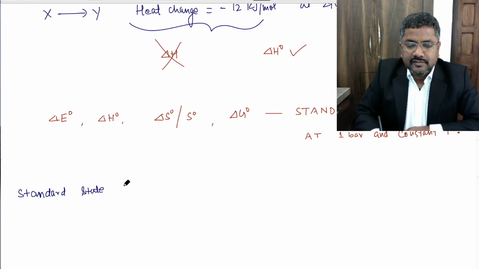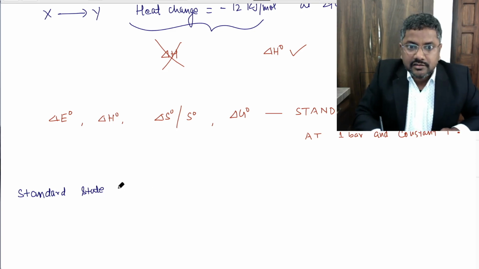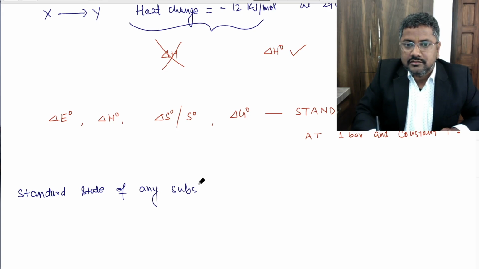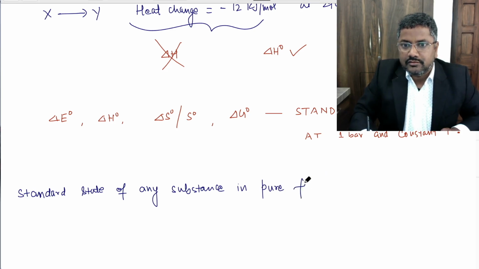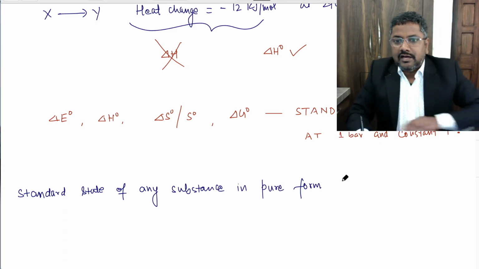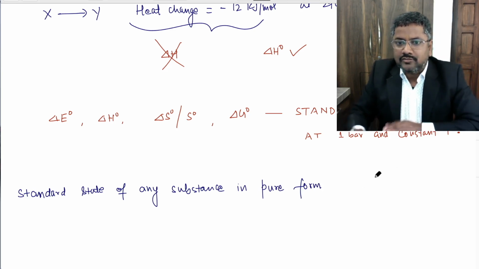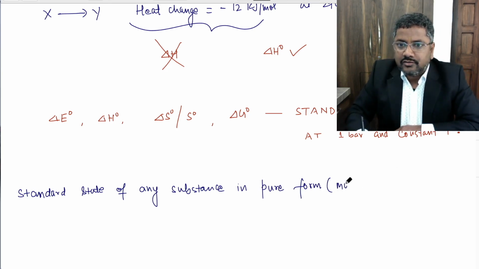Standard state is defined of any substance in pure form, and if more than one allotrope is there, then the most stable allotrope, right?